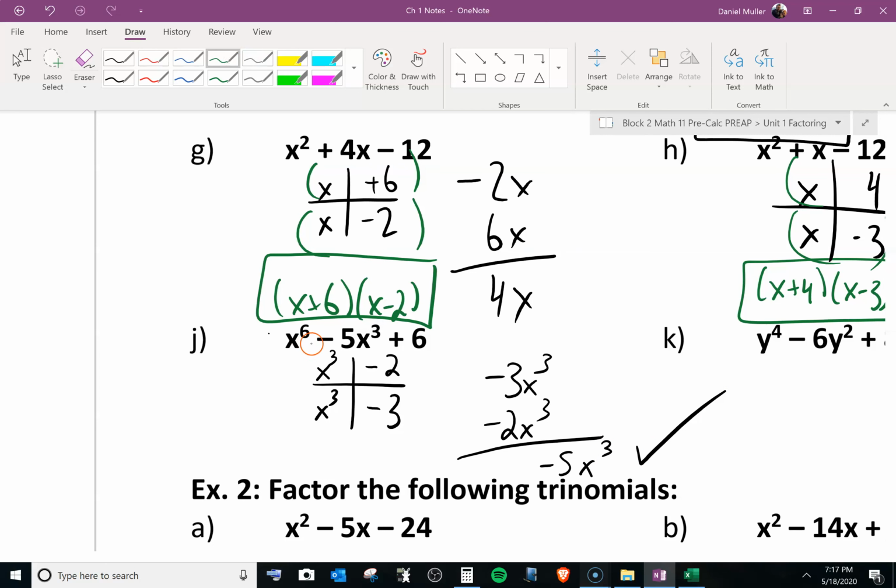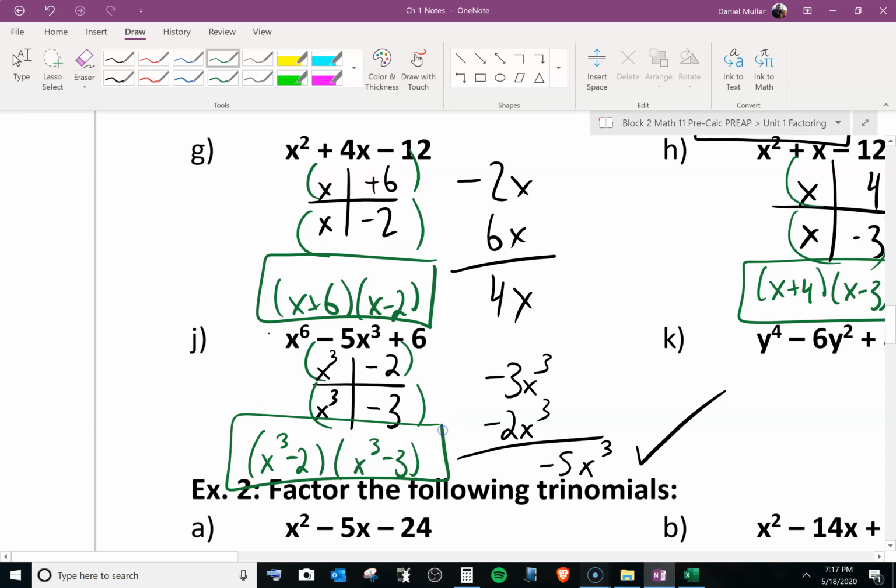So I have that, and I have that. I've got an x^3 minus 2 and an x^3 minus 3. That's my factored form.